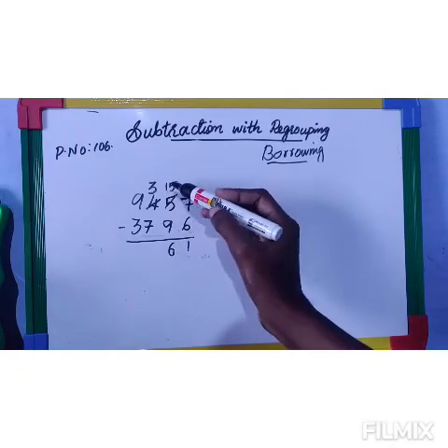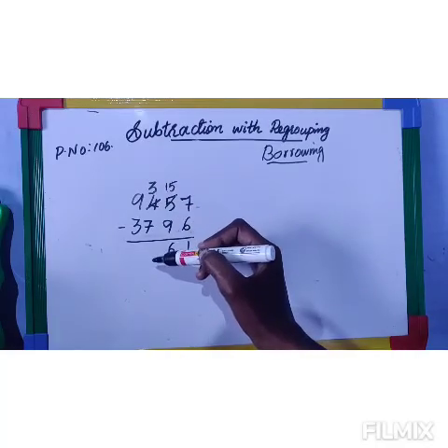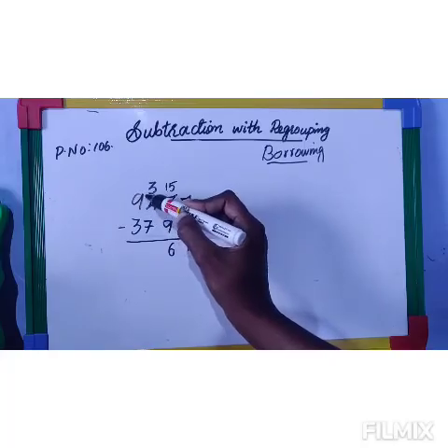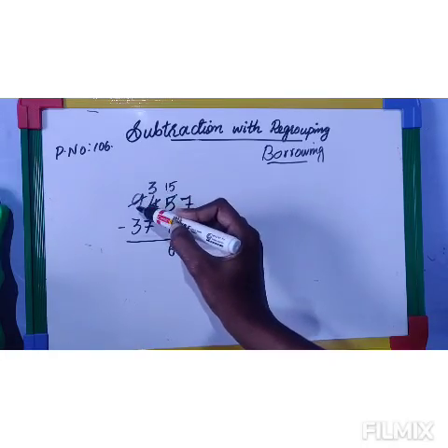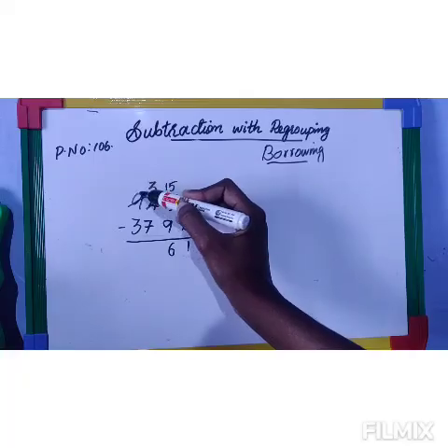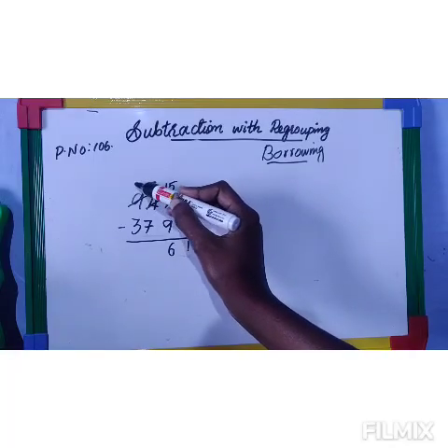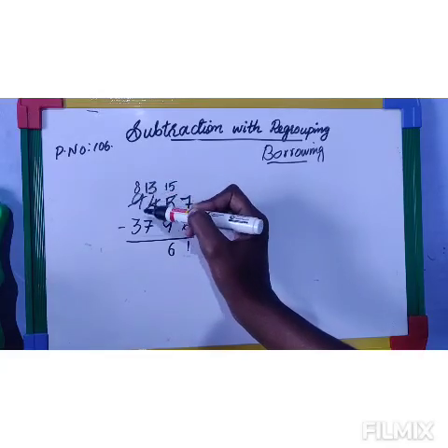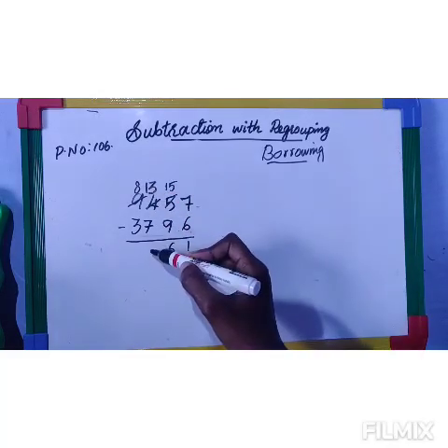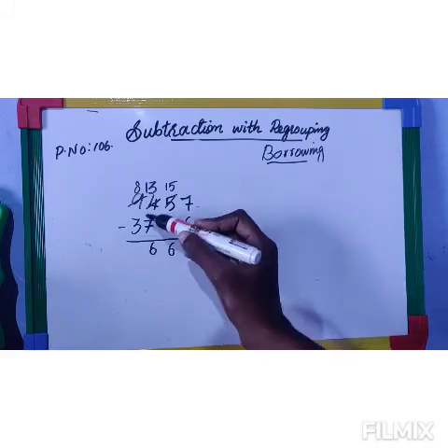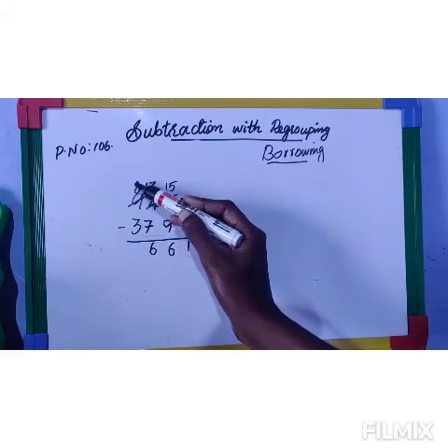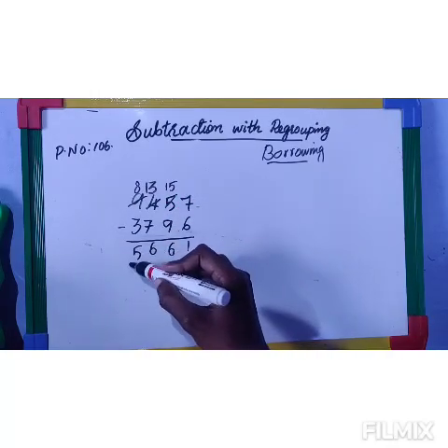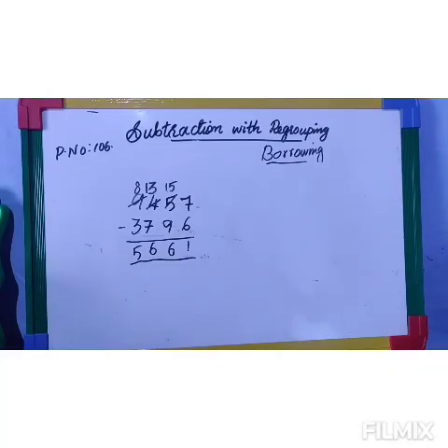6. Now this is 3, this is 7. This is small, this is big, you cannot subtract, so I will borrow. Here you have to borrow from the left side, from the 9 thousands. If you give 1, 8 will remain here, and the borrowed one goes right here. Now 13 minus 7 is 6. Now this is big and this is small, so you can do normal subtraction. 8 minus 3, 5. So the answer is 5661.